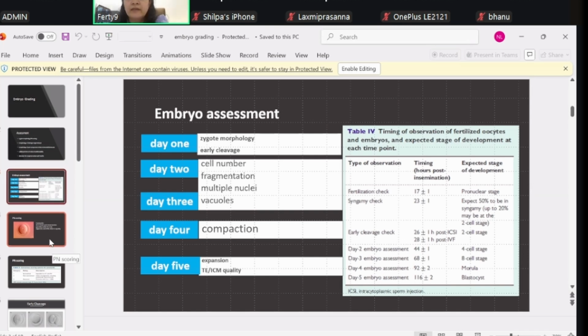If any of the timings or any stages is missed, then we will not be able to note the embryo growth or the outcome of any patient. So according to the timing pattern, the embryo assessment is necessary for any IVF ICSI cycles.